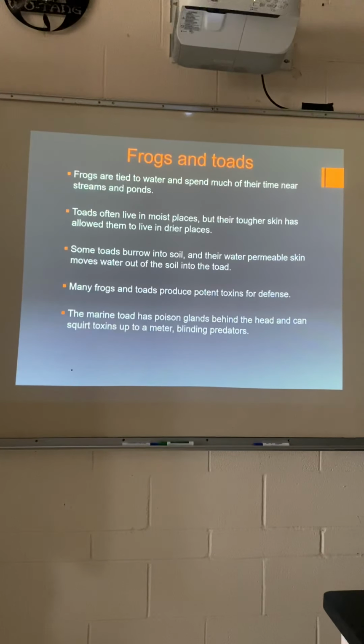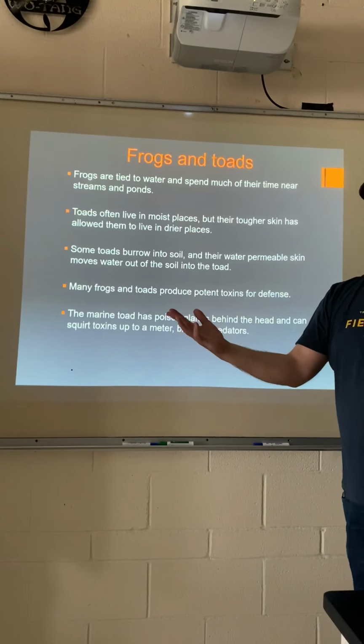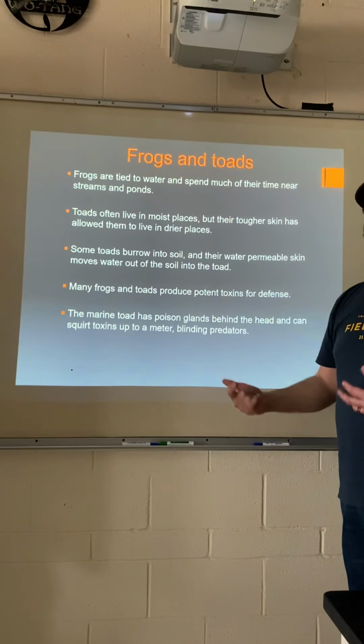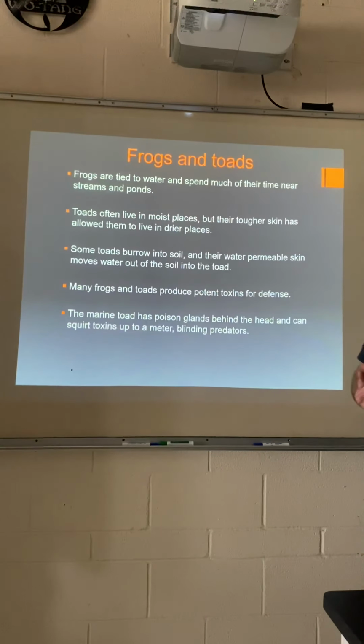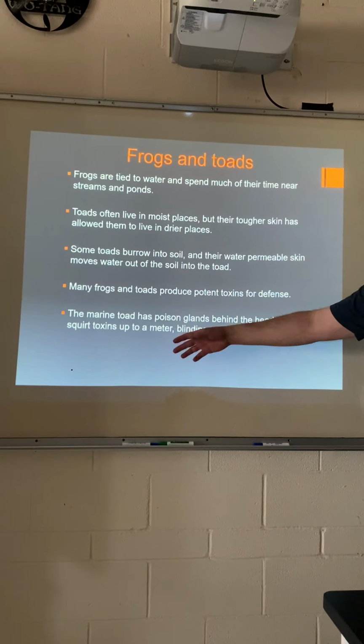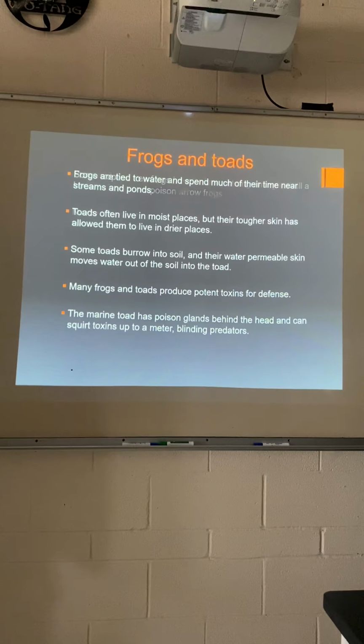Some of these guys use toxins for defense. Marine toads, these guys are found in Australia. They can actually shoot toxin from glands over their shoulder, and I think it's about a meter or so, they can hit individuals in the eyes, which can cause blindness. So it's really great for these guys to defend themselves. Cane toads, also known as marine toads, are an invasive species, unfortunately, in Australia.